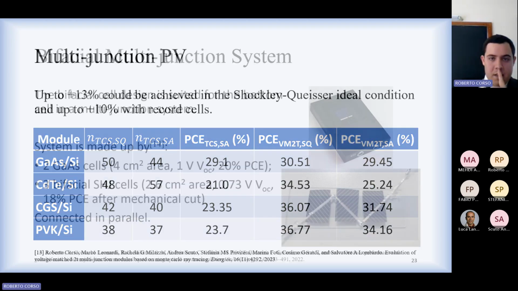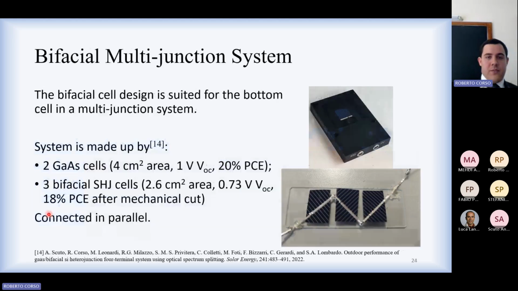Okay. Now, for the final part of the presentation, we will combine the two approaches, the bifacial one and the multi-junction one, because in general, the bottom cell can, of course, make use of the light filtered by the top, but also of any reflected light coming from the ground. Of course, this is not possible for the top cell.